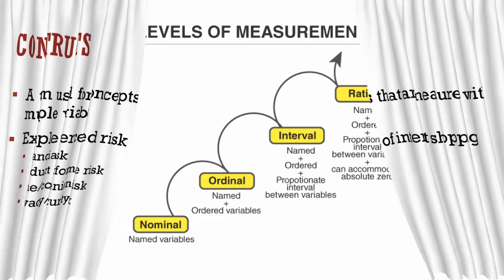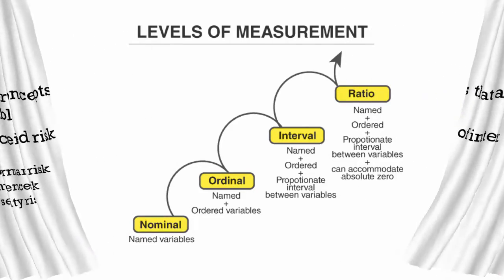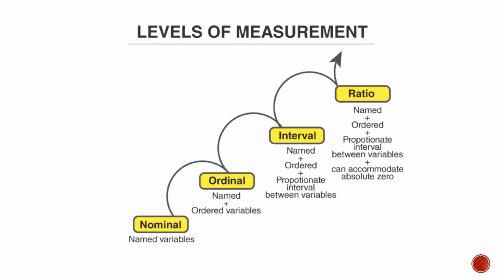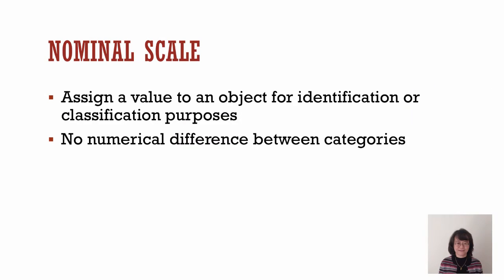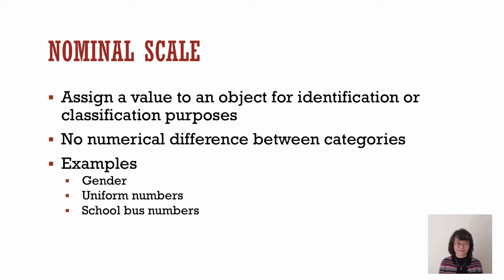Next, I'm going to discuss 4 levels of scale measurement. Each level is associated with increasingly more complex properties. Nominal scales assign numbers or letters to objects for identification or classification purposes. No numerical differences between those categories. Examples are uniform numbers, school bus numbers, female or male. Nominal scales do not represent quantities.